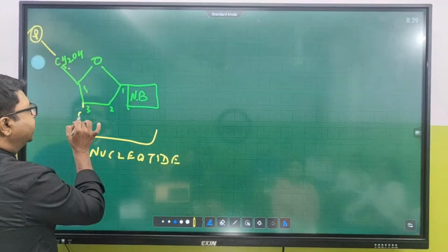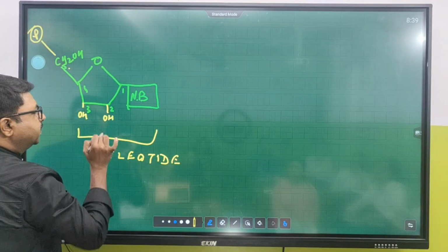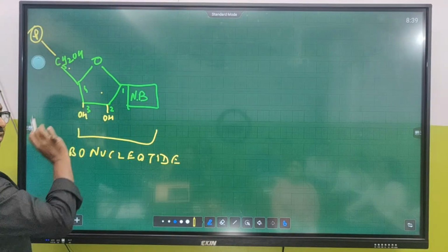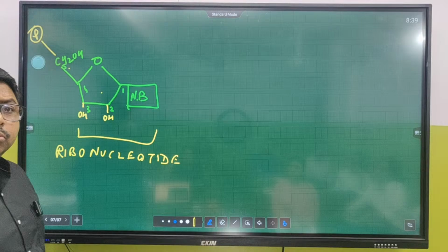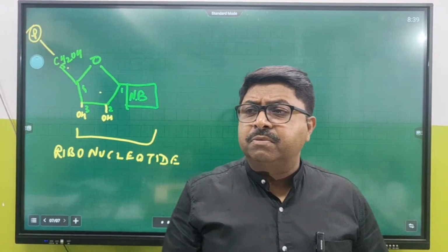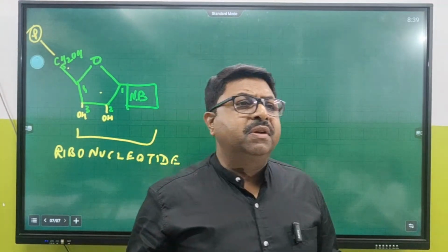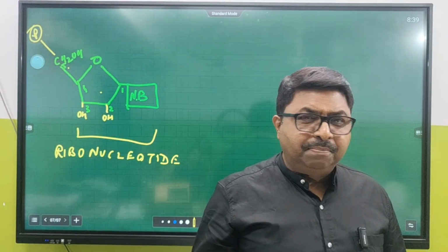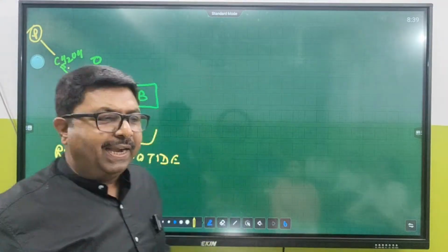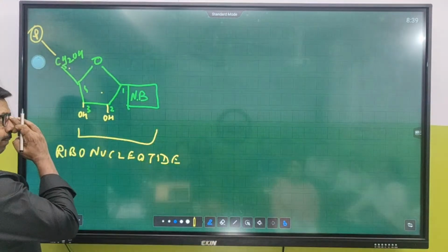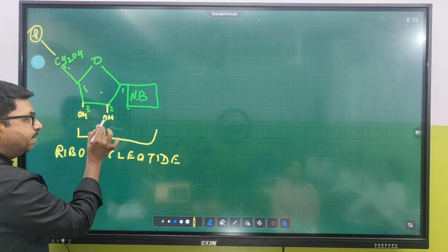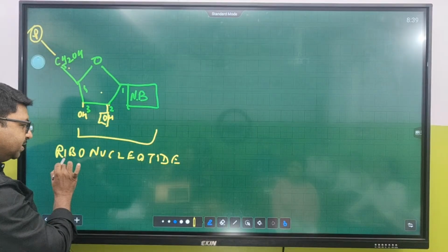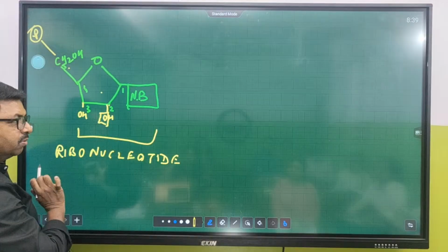Pentose sugar has OH here and OH here. So this becomes a ribonucleotide, because what kind of sugar is this now, ribose or deoxyribose? What is the major difference between deoxyribose and ribose sugar? The presence of oxygen at the second carbon. In DNA, in deoxyribose sugar, the second carbon does not have one oxygen. So this is a ribonucleotide.